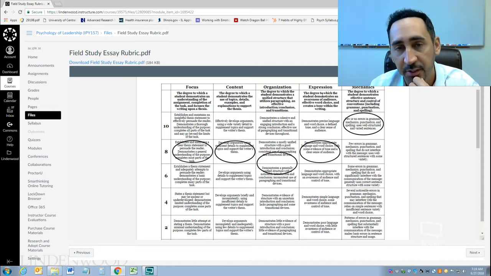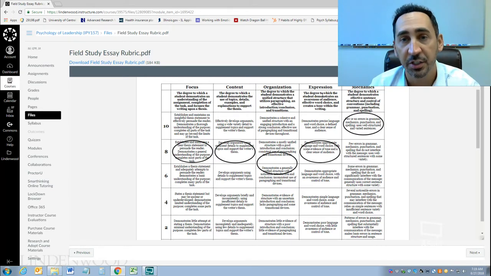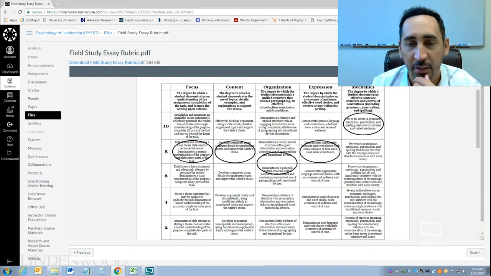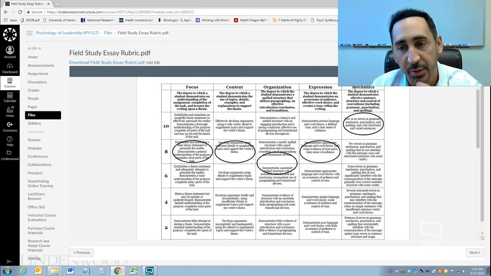Now, expression, that's sentence structure. How well do you format your sentences? Is it clear what you're saying? Is it really difficult to understand what you're saying from your sentences? How well do they flow? Are they ambiguous? Do you use his and hers a lot, where you don't really know who you're talking about? Mechanics, that's going to be where your MLA formatting's graded, as well as grammar, punctuation, everything like that. So all those mechanical issues are under mechanics.